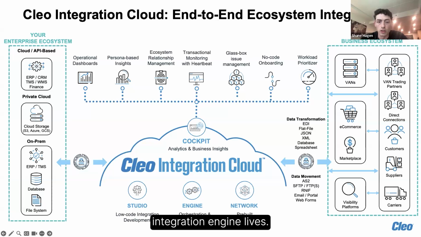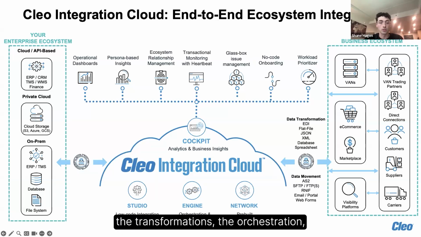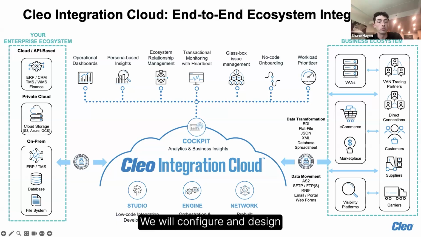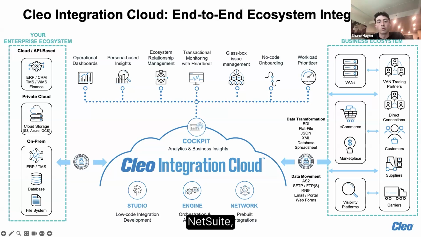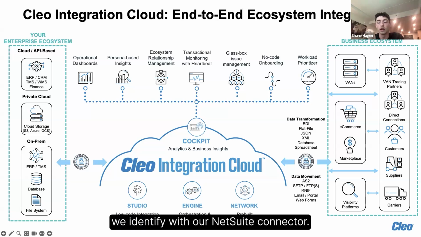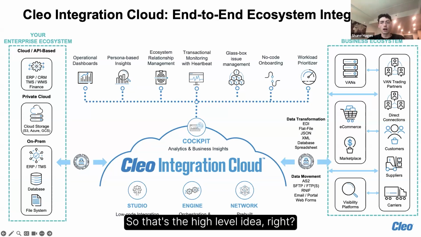This is where our integration engine lives. This is what handles the transformations, the orchestration, any of the validations that we're doing while data is in transit. We will configure and design that in the engine, and then ultimately integrate directly with your backend system, in this case, specifically NetSuite, where we tie into the NetSuite records that you're using. Any of the customizations that you've made to those NetSuite records, we identify with our NetSuite connector. We pull that into our design environment and can account for any of the uniqueness that you've deployed within NetSuite. So that's the high level idea, right? End-to-end integration with your system of record NetSuite and your business ecosystem.